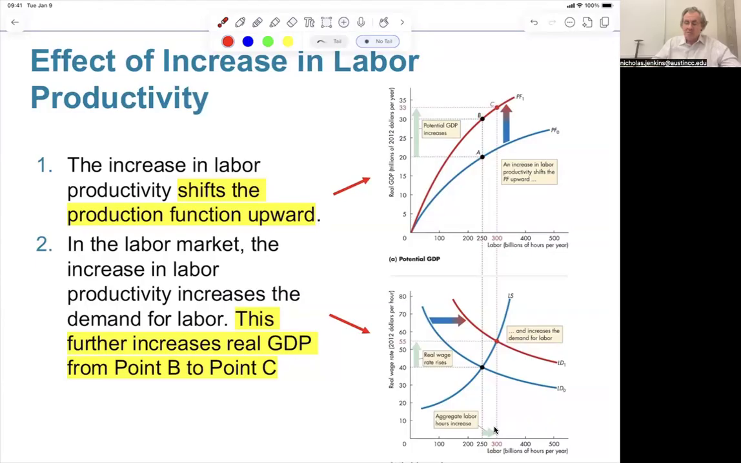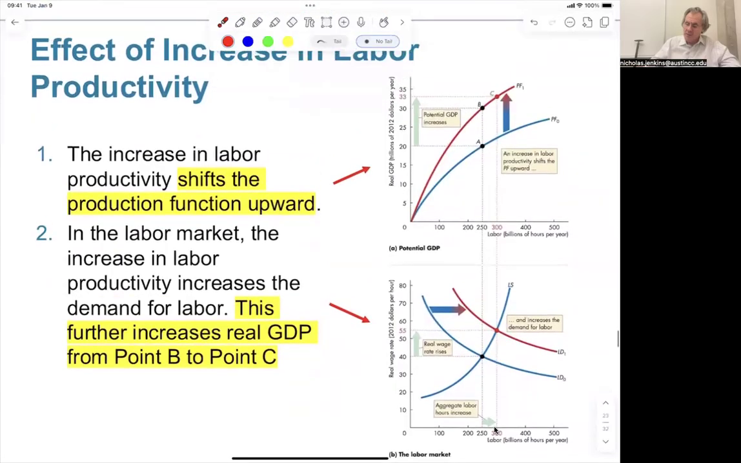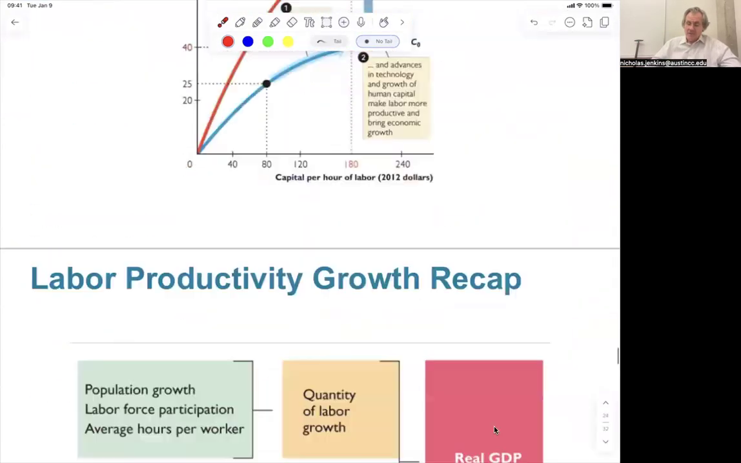And that's why this is better than just throwing labor at the problem. Because remember, by increasing just the quantity of labor, we move along this production function, and eventually we're going to run out of places to grow. But if we keep shifting the production function up, we can have unlimited growth. All right.